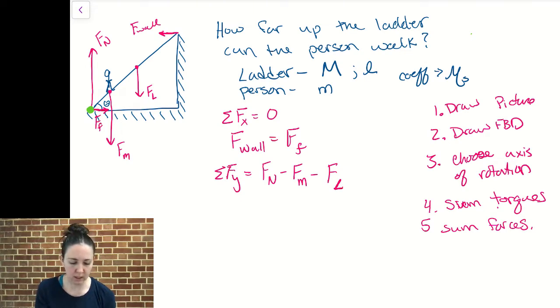I'm going to go ahead and just move this to the other side. So I get my normal force is equal to the force of gravity of the man, which is the mass of the man times gravity, plus the force of gravity of the ladder, which is the mass of the ladder times gravity. Or we could simplify this and say g times little m plus big M.